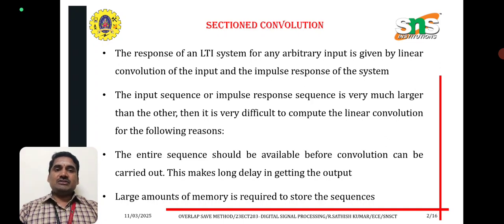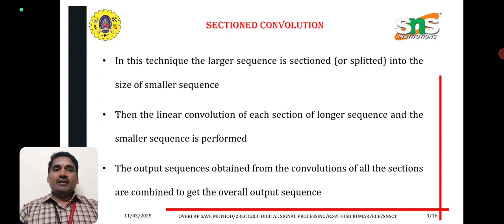The entire sequence should be available before convolution can be carried out. This causes a long delay in getting the output. Large amounts of memory are required to store the sequences. In this technique, the large sequence is sectioned or split into smaller sequences. Then the linear convolution of each section of the longer sequence and the smaller sequence is performed. The output sequences obtained from the convolutions of all the sections are combined to get the overall output sequence.